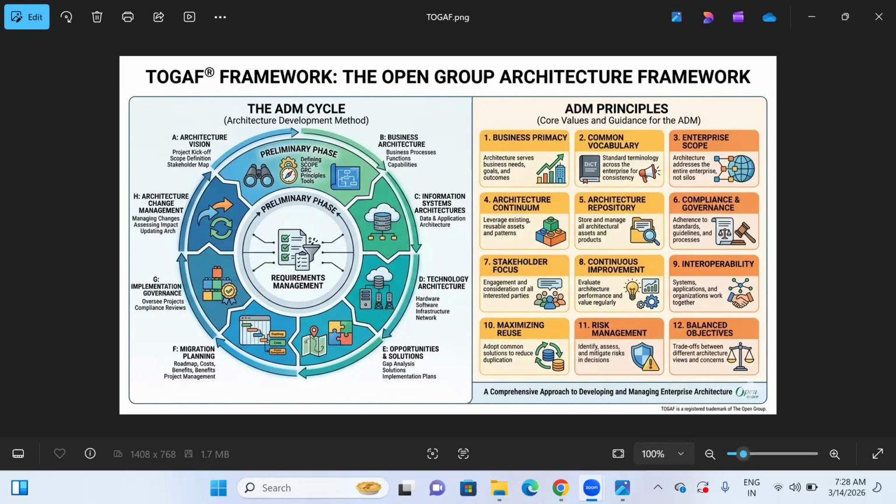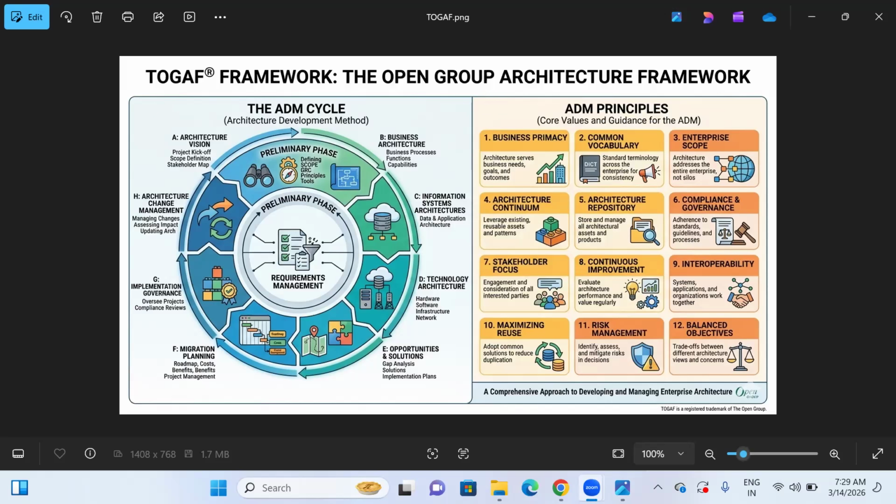Next is compliance and governance, right? We need to adhere to the standards, the guidelines, as well as the processes. This is all part of compliance and governance. Later, stakeholder focus. We need to engage with the interested parties, either internal or external stakeholders; understanding is required. Continuous improvement to evaluate any architecture performance, so continuous improvement is needed.